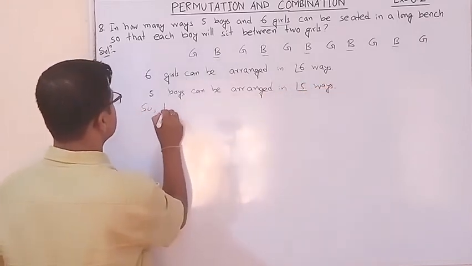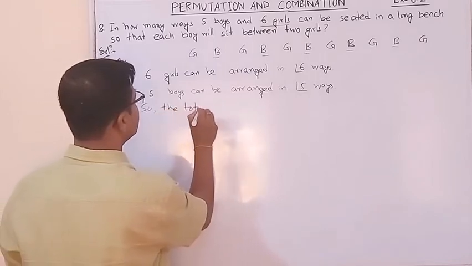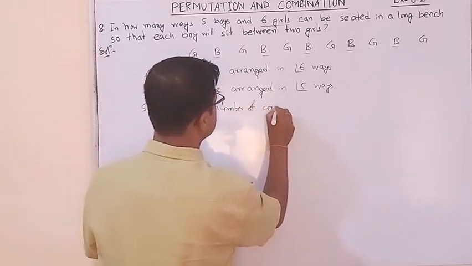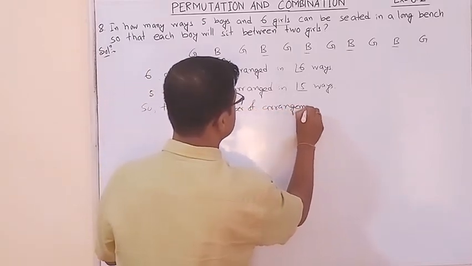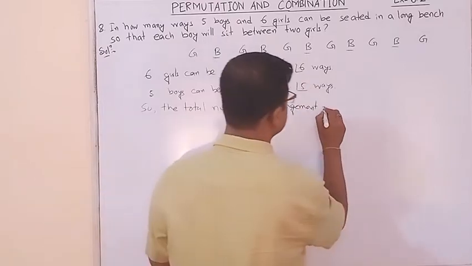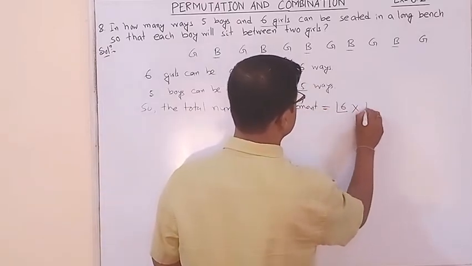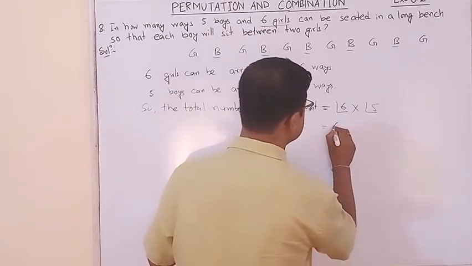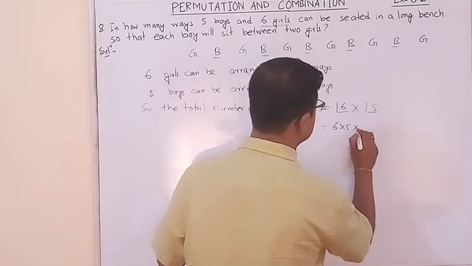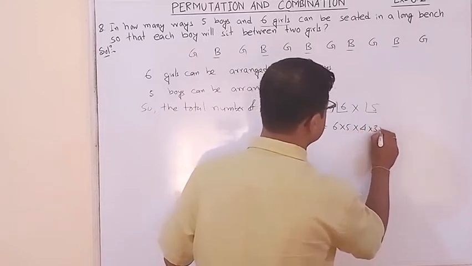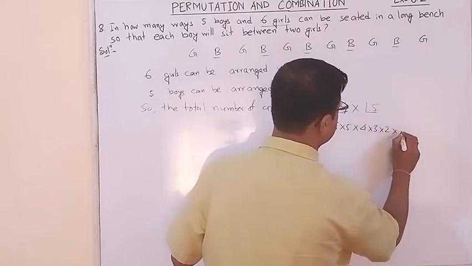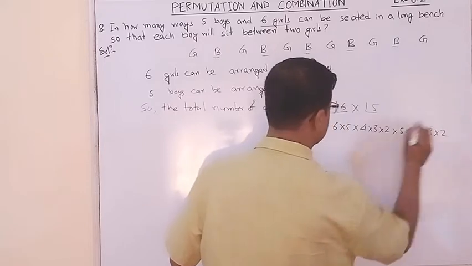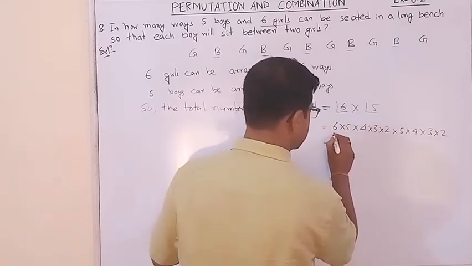So for the total number of arrangements, what will we do? We shall just multiply, isn't it? Factorial 6 into factorial 5. Factorial 6 can be written as 6 into 5 into 4 into 3 into 2, no need to write 1. This factorial 5 again can be written as 5 into 4 into 3 into 2 into 1. We will not write it.